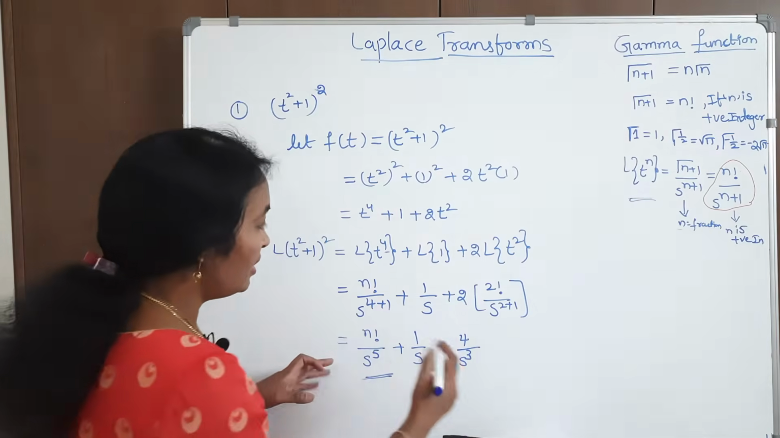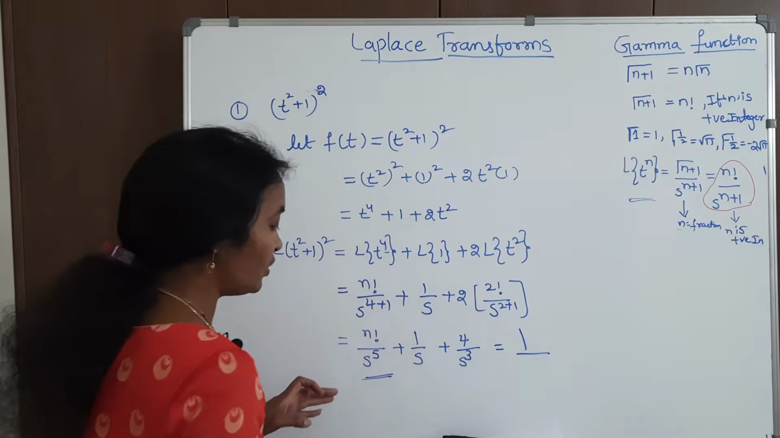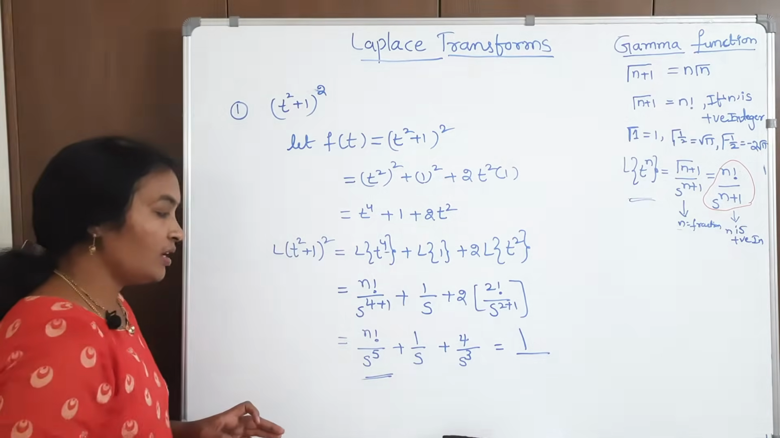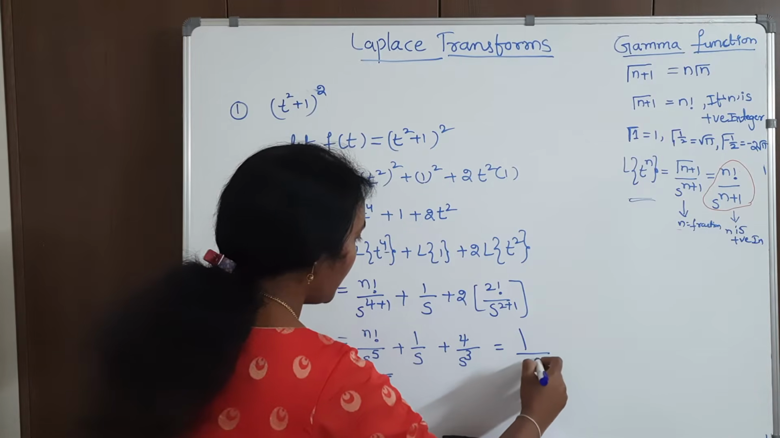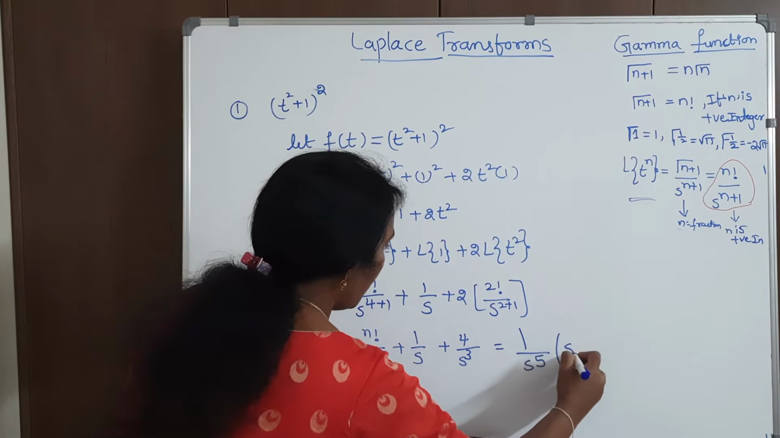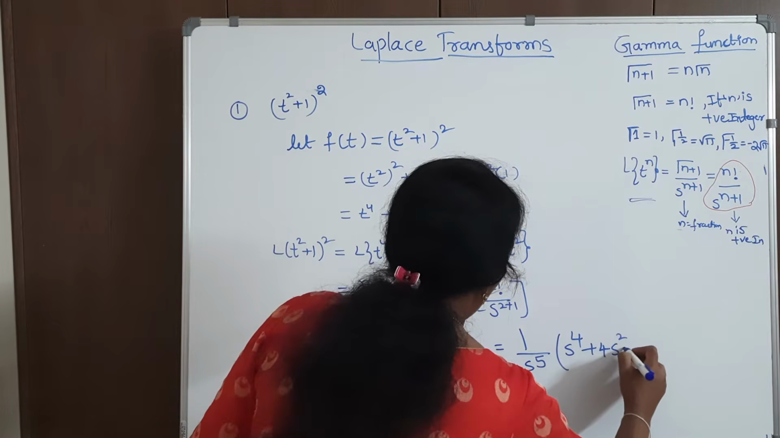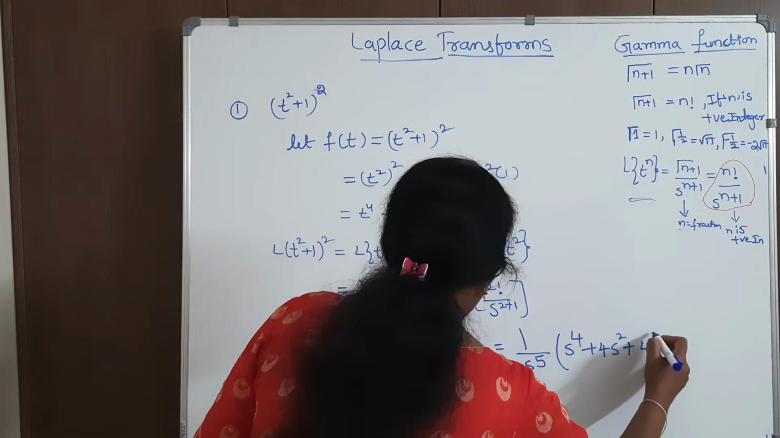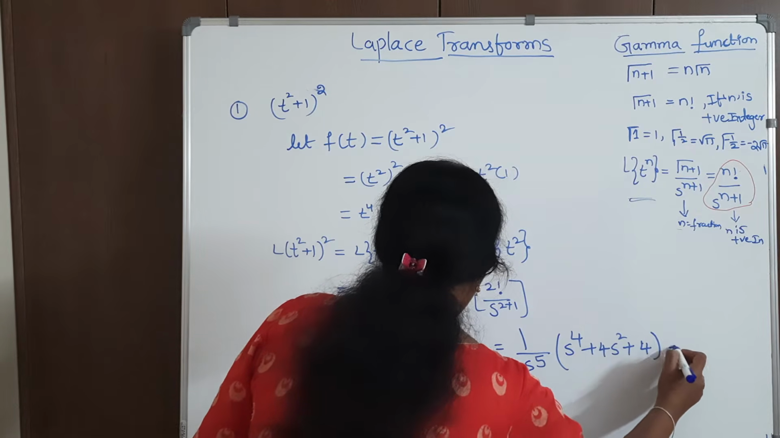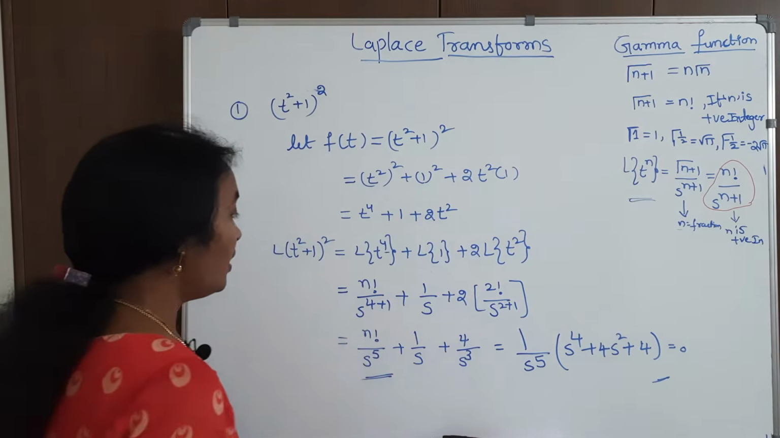Or else you can write it like this also. What is the common term from all these values? Shall I take s to the power of common? What is the remaining? s power 4 plus 4s square plus 4. Okay, this is our required solution.